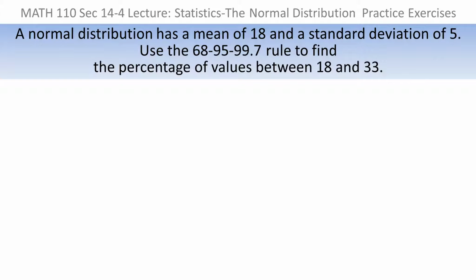First one, a normal distribution has a mean of 18 and a standard deviation of 5. Use the 68, 95, 99.7 rule to find the percentage of values between 18 and 33.